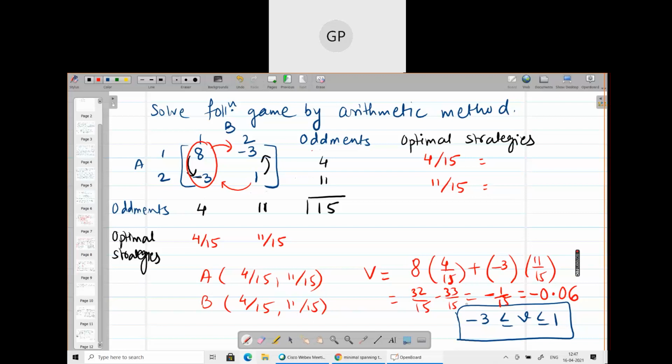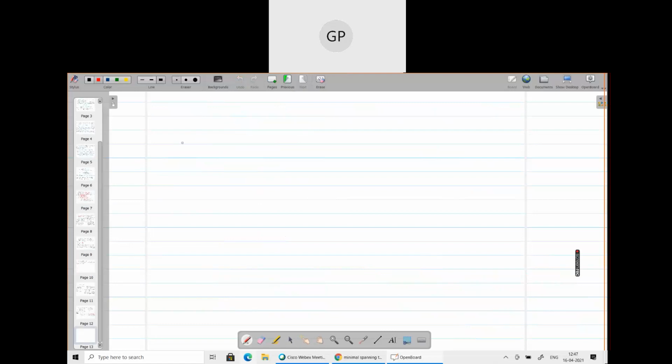Okay. The next method we are going to see is the sub-game method. Usually nowadays we don't teach it, but we have taken it to understand and analyze different methods. So the next method is the sub-game method, to solve 2 cross n or m cross 2 games.